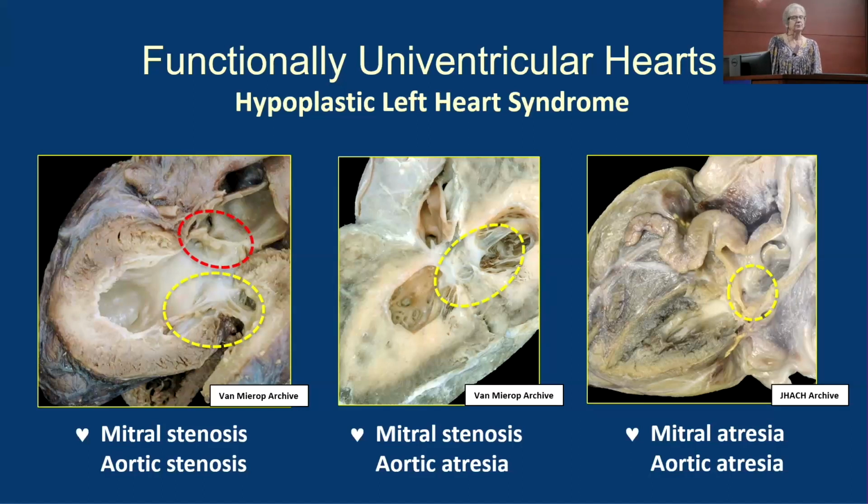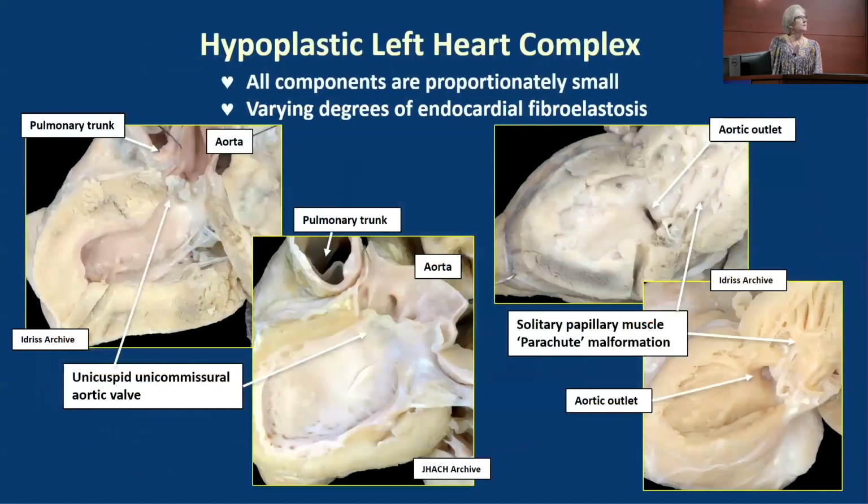Then there are multiple variations we can see at the aortic valve or within the aortic root. In this middle picture, there's aortic atresia along with the mitral stenosis. And in the right image, there is a slit-like left ventricle with no endocardial fibroelastosis, and there was aortic atresia. There's also another 4th phenotype that's been described, the so-called hypoplastic left heart complex. In this variation, we can see that all components within the left ventricle are proportionately small, and there are varying degrees of endocardial fibroelastosis as well as ventricular hypertrophy.